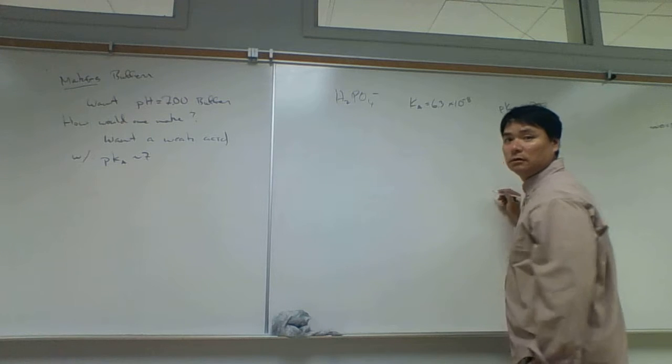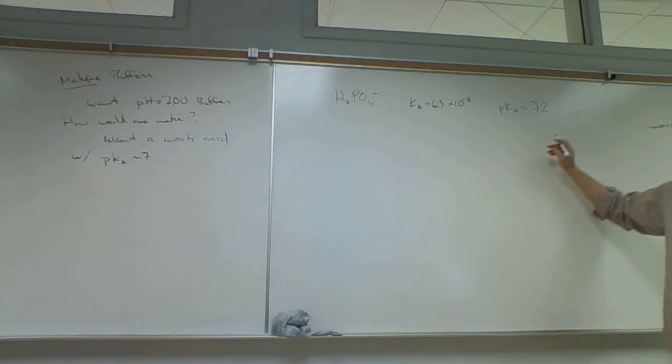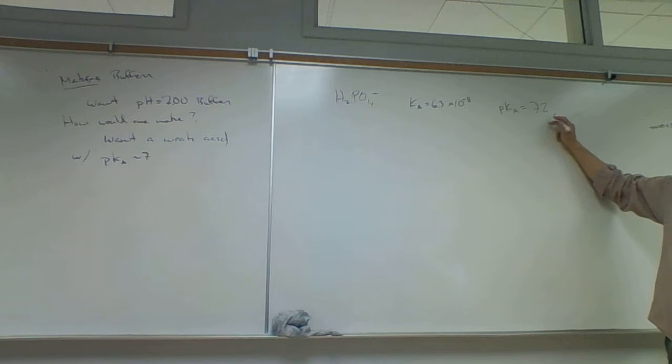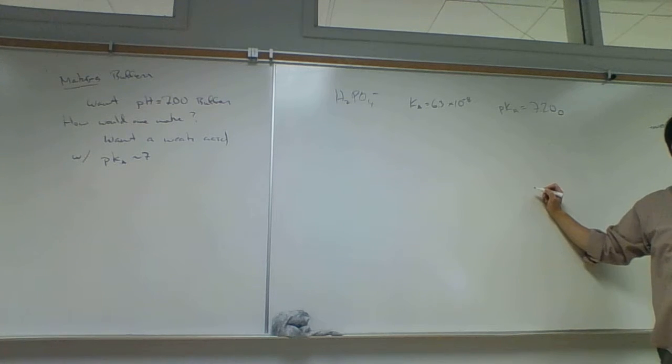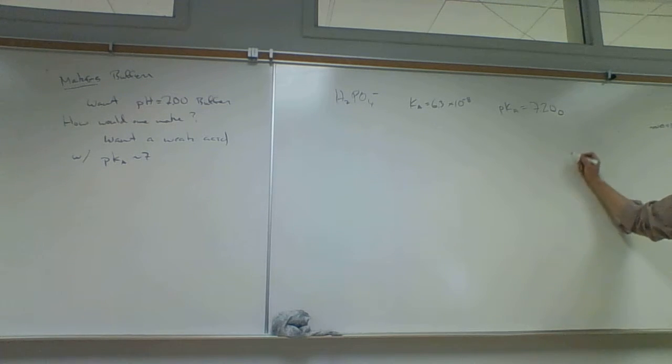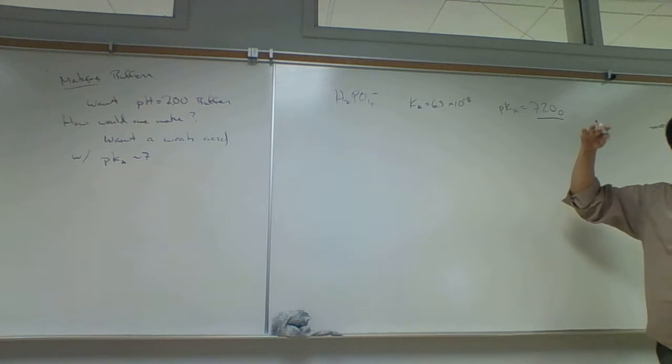0.2. I'll give you more digits. We're allowed 2 sig figs. 0.7200. Is that what everybody got? Okay, good. So it's 0.2 units too high.